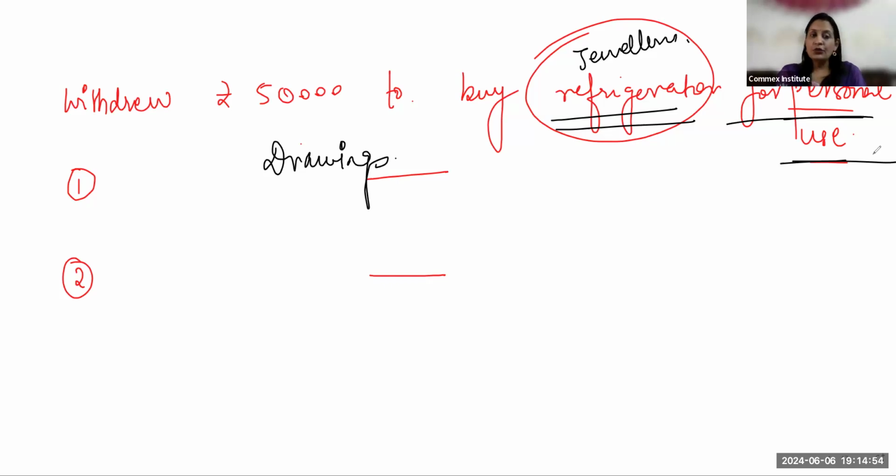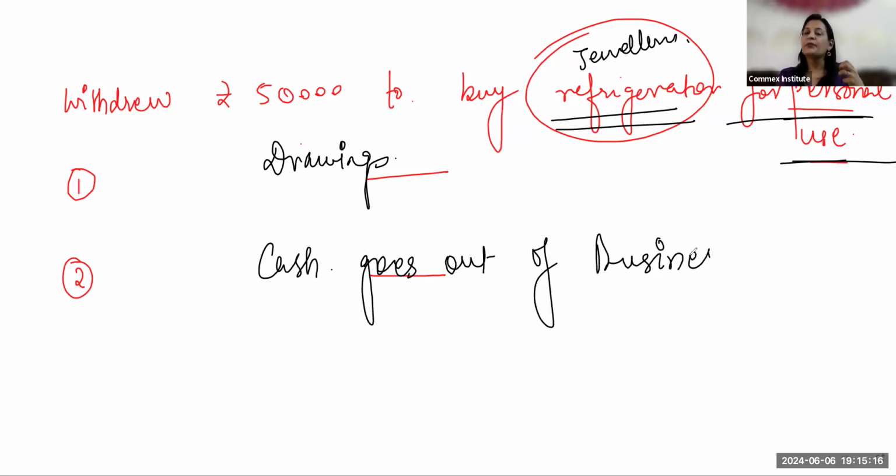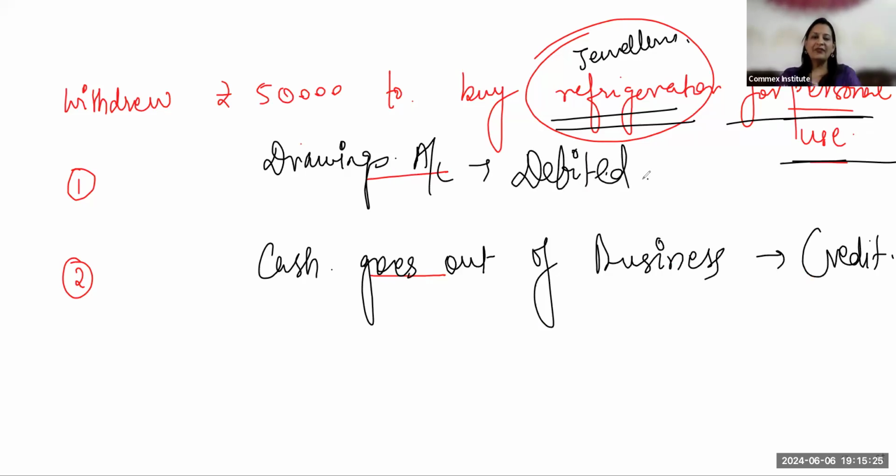So refrigerator, he bought for personal use. It's not a business asset. So refrigerator ka naam to aayega hi nahi. It is being represented by drawings. And second thing, cash is withdrawn. So when the proprietor is withdrawing cash from the business, it is cash outflow. Cash goes out of the business. So cash will be credited and drawings account will be debited. So most of you have answered it correctly. Okay. Is it clear?